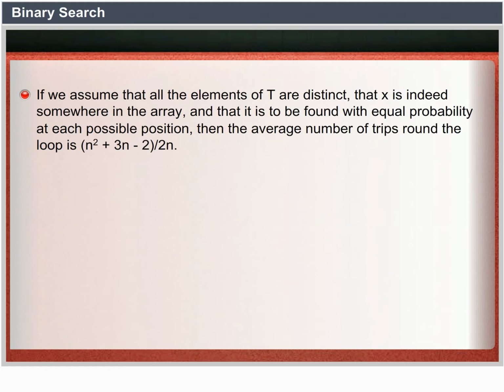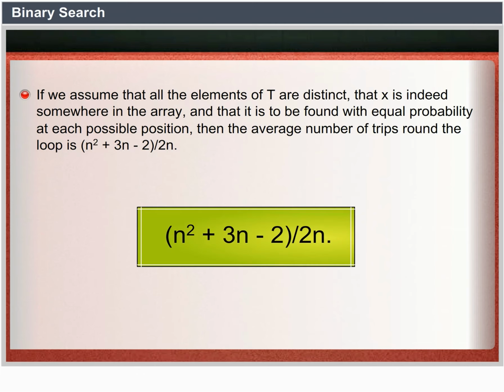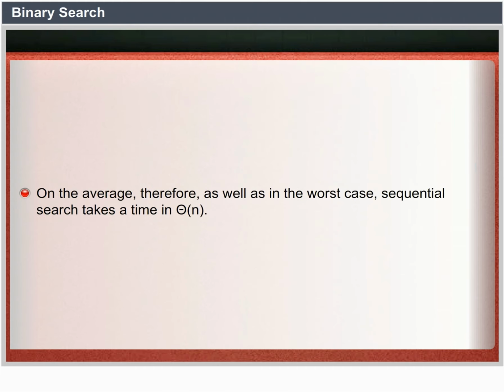If we assume that all the elements of T are distinct, that x is indeed somewhere in the array, and that it is to be found with equal probability at each possible position, then the average number of trips round the loop is (n² + 3n − 2) / 2n. On the average, therefore, as well as in the worst case, sequential search takes a time in Θ(n).